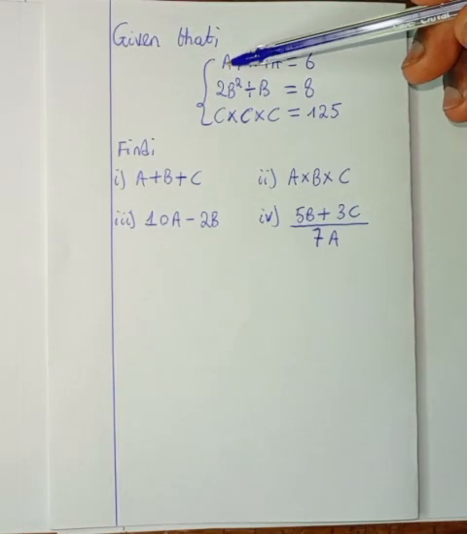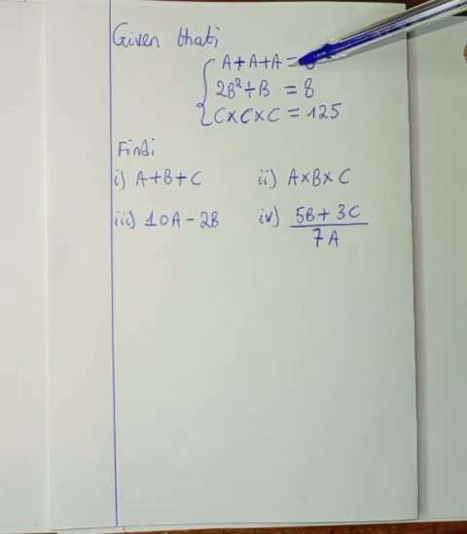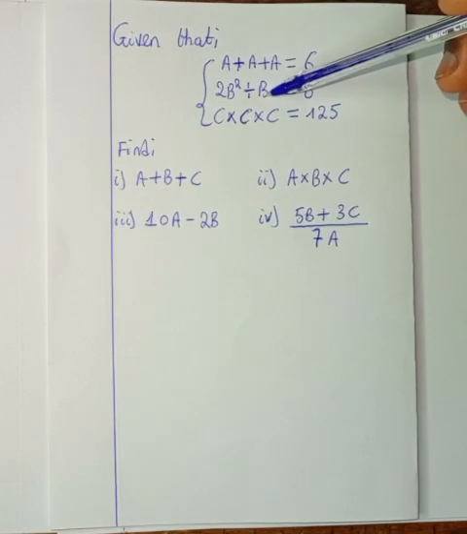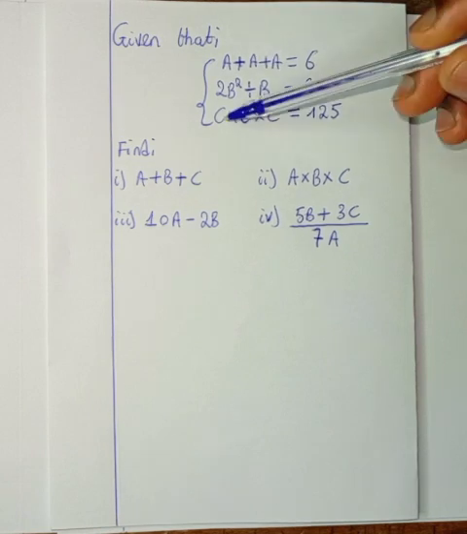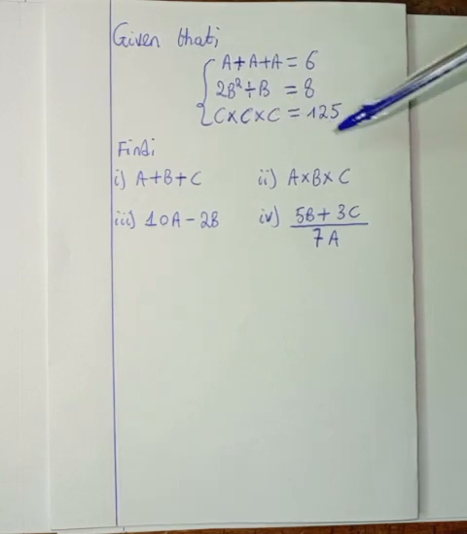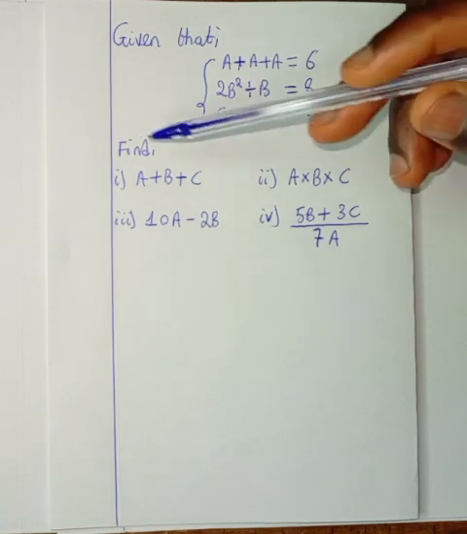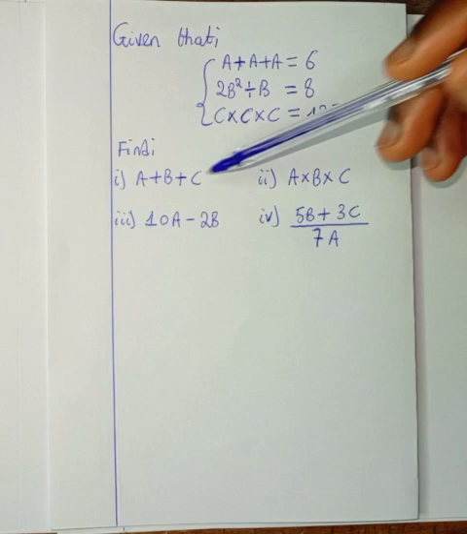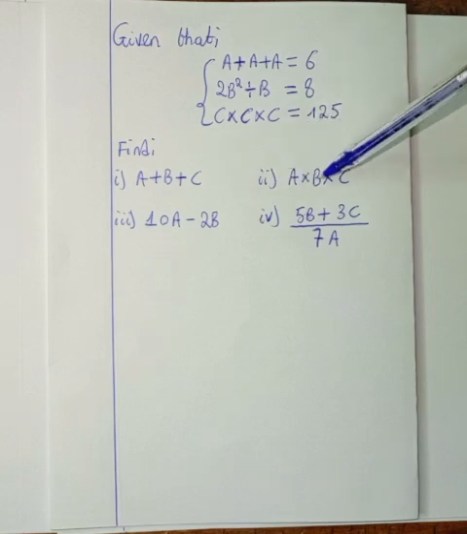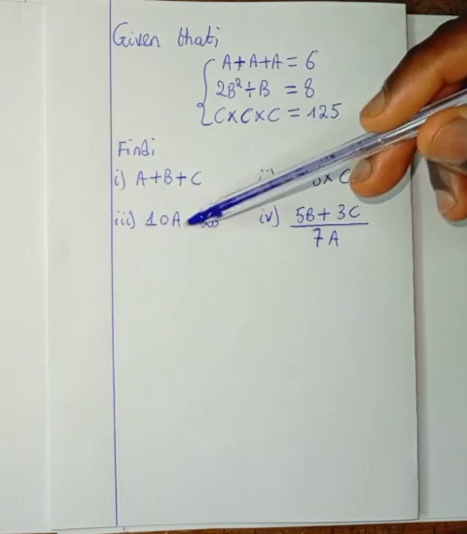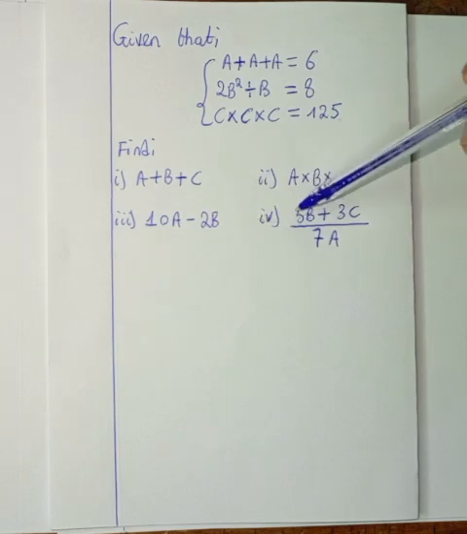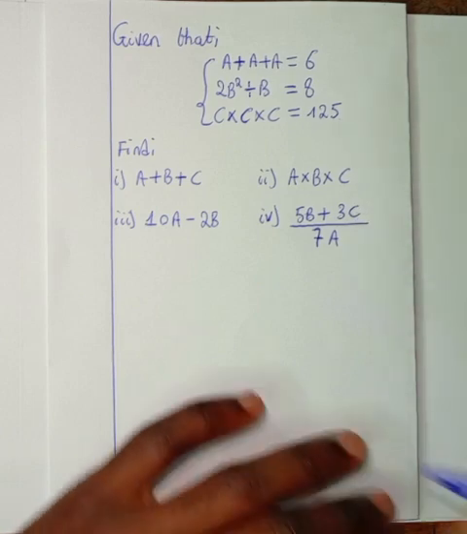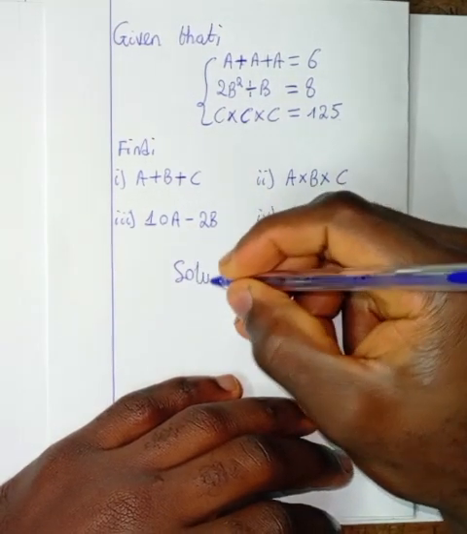Given that a plus a plus a is equal to 6, 2b squared divided by b is equal to 8, c times c times c is equal to 125. We have to find: 1, a plus b plus c; 2, a times b times c; 3, 10a minus 2b; 4, 5b plus 3c divided by 7a. We are going to start by taking the solution.